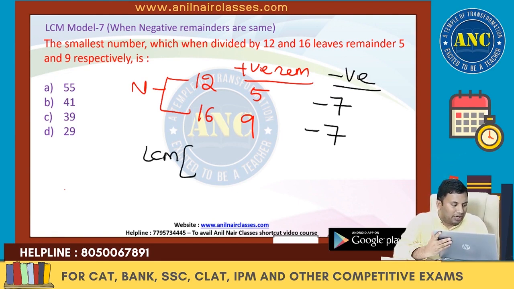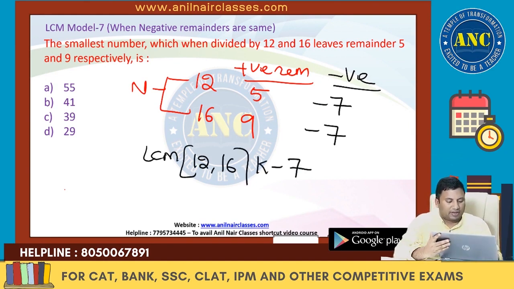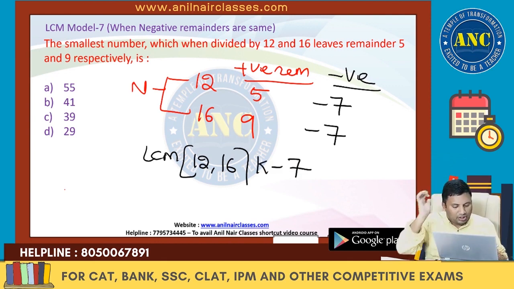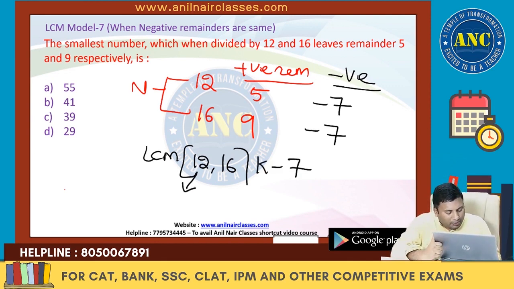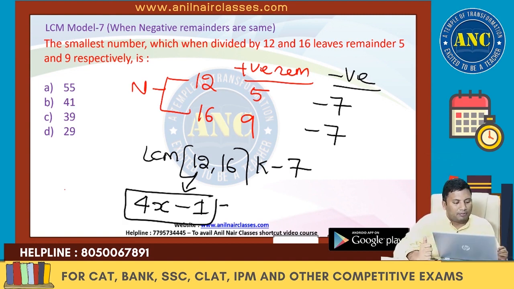So this will be LCM of 12, 16 into k minus 7. What are the prime factors which are hidden in this number? 4 2s are 8, minus 1. Answer should be of the form 4x minus 1.